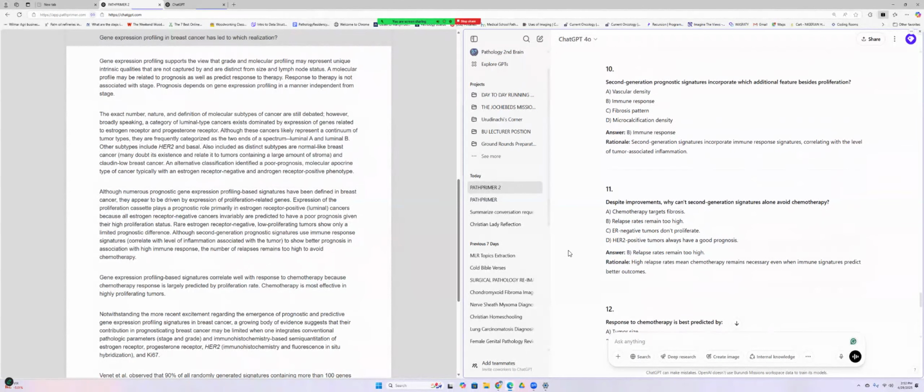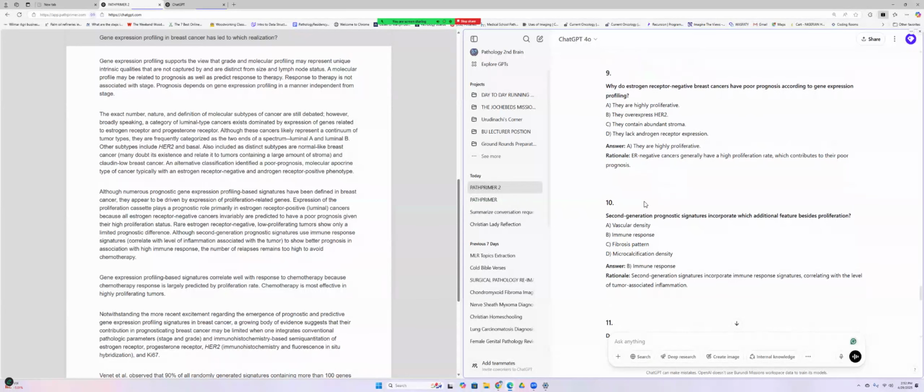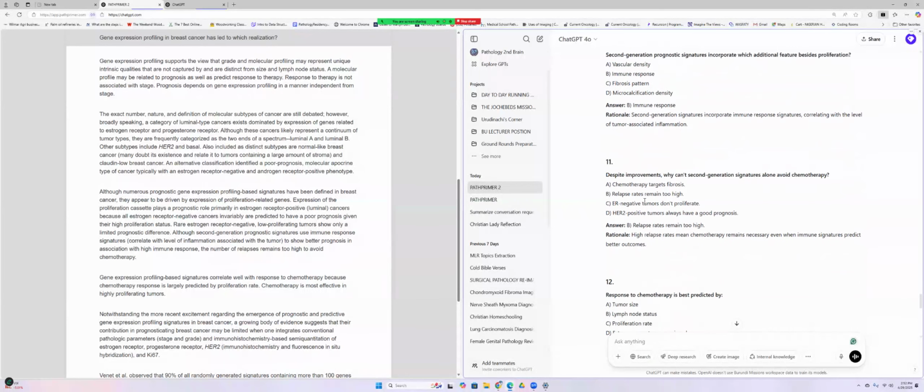So for the second, these immune response signatures: better prognosis if a tumor has a lot of immune response. It's also used these days as part of prognostication. However, you still have to give chemotherapy. Why? Because if you depend on the immune system alone, thinking the immune system will clear it, there may still be relapse in this patient. Despite improvements, why can't second generation signatures alone avoid chemotherapy?